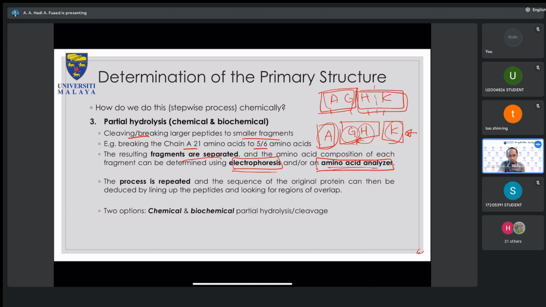A and G will probably move a little bit, because you need to recall that A and G still have their functional groups. So they can still move. It doesn't mean that A and G don't move in electrophoresis. They still move, but more slowly compared to H and K. Because H is histidine, which has an extra amine on the side chain, and K is lysine, which also has another polar side chain.